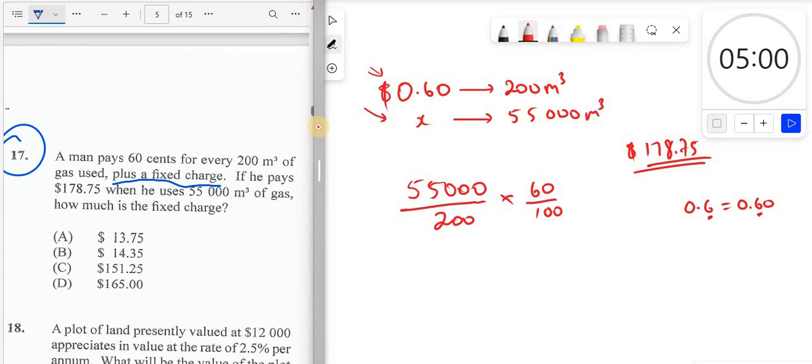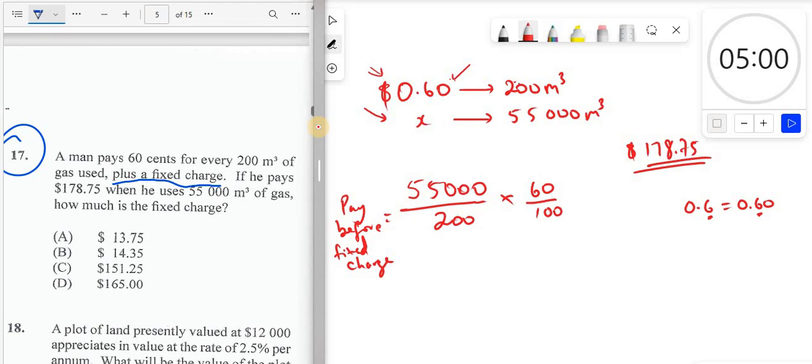Okay, so now what we're going to do here, guys, is simplify this. This will be the amount he is paying before the fixed charge. Now, I noticed that the time ran out, but that's fine because I'm doing a lot of explanation here. This is the amount to be paying before the fixed charge. Remember again, for every 200 meter cube that goes into this 55,000, he's paying 60 cents. 60 cents for every 200 meter cube.